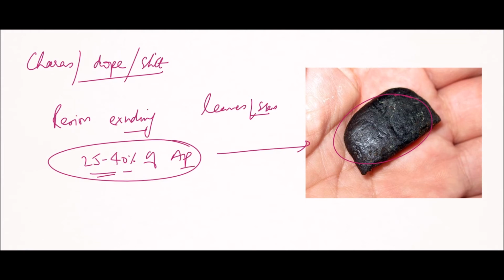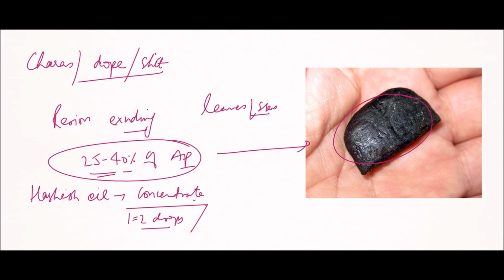Now there is one more preparation known as hashish oil. This is a concentrate of cannabis, prepared by repeated extractions. One or two drops of this hashish oil is added to the tobacco of a cigarette and smoked, so it gives an add-on effect in that preparation.